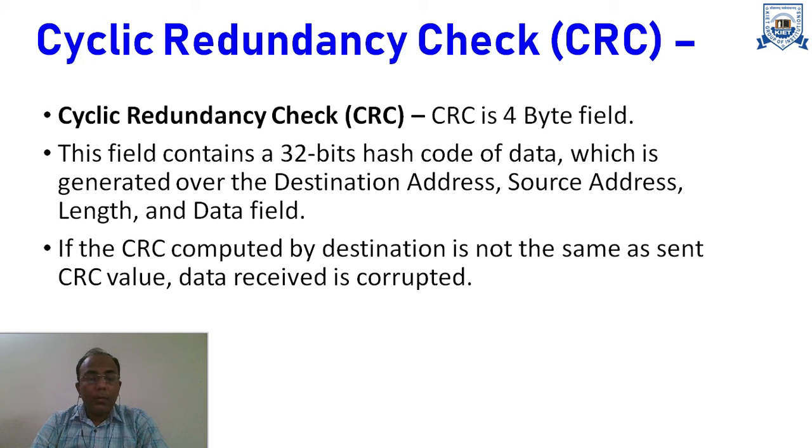the data is presumed to be corrupted. But if the CRC value matches, then it indicates that the data received by the destination is perfectly okay and correct in all respects. So the destination will accept that frame, otherwise it will be rejected. So this was the complete structure of our frame.